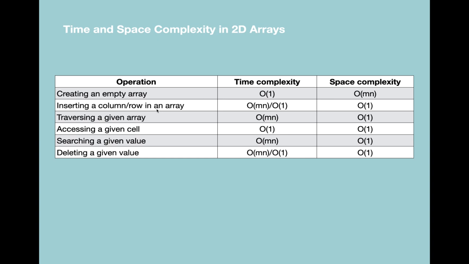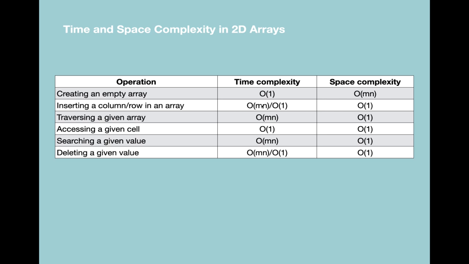The next operation is inserting a column or row in an array. So if we are inserting a column or a row at the end of the array, this will take constant time, because in this case we are not moving any row or column to the right or down. But if we are inserting, for example, a column at the beginning of the array, then each column has to move one step right. This will take O(MN) time complexity. Similarly, if we insert a row at the beginning of a two-dimensional array, each row has to move one step down. That's why the time complexity will be O(MN).